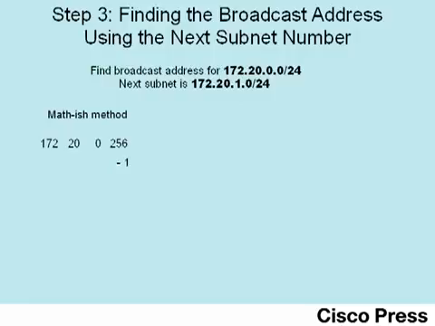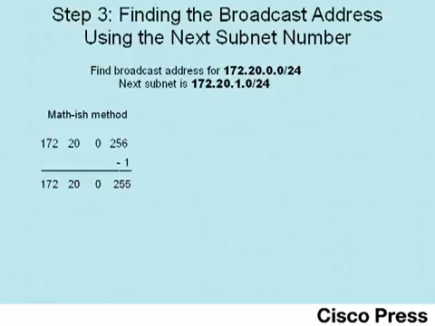So we make this conversion to 172.20.0.256. This is why I call it math-ish as opposed to math. And then do the math and end up with the number 172.20.0.255, which is indeed the subnet broadcast address of the 0 subnet.